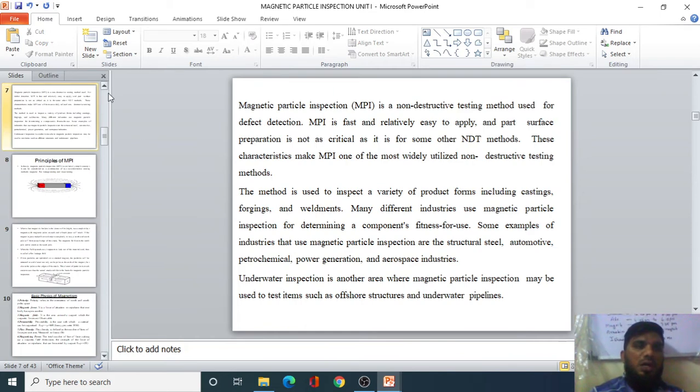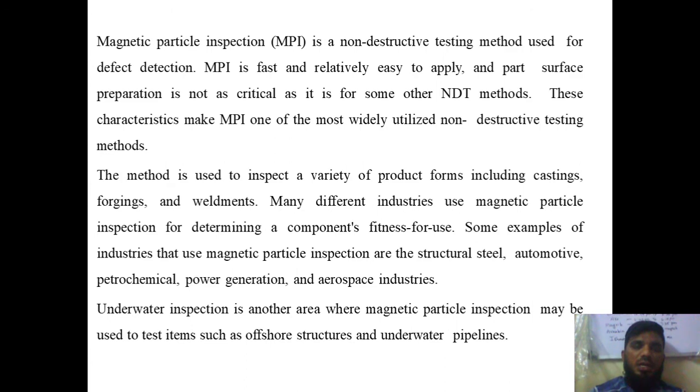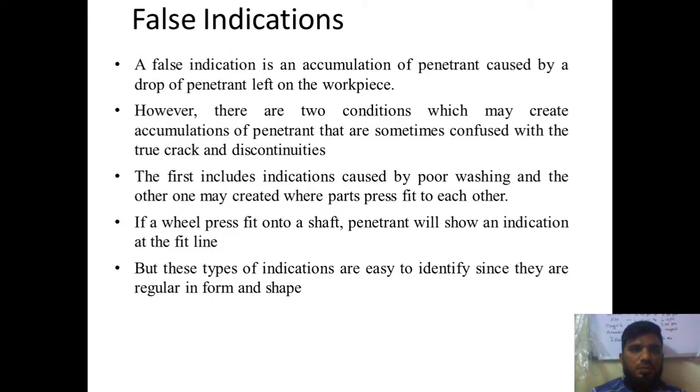If you see, the very first thing when we use the liquid penetration technique is that we have a penetrant. After that we apply some amount of developer, so that the developer and penetrant together show the indication. So a false indication is nothing but an indication that will give you false results of your cracks.